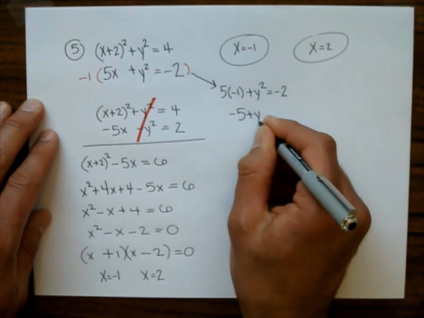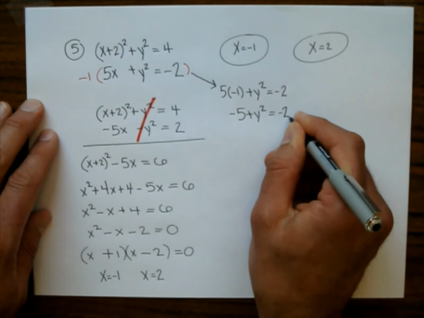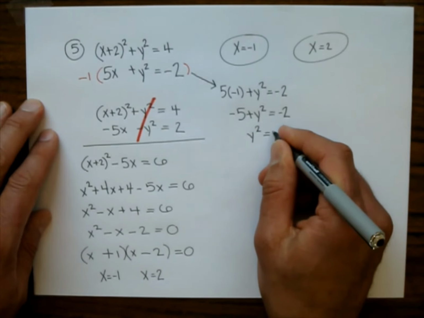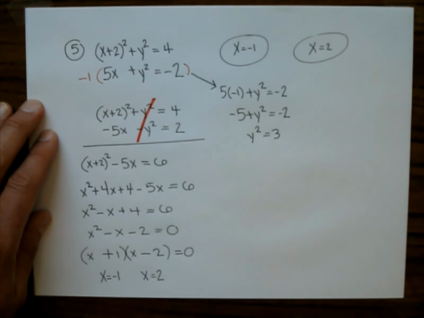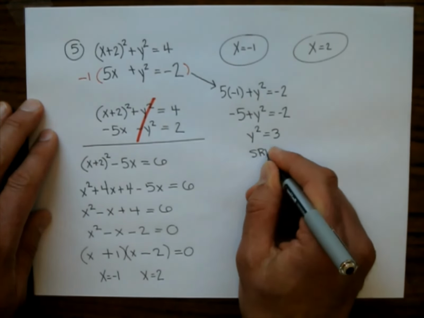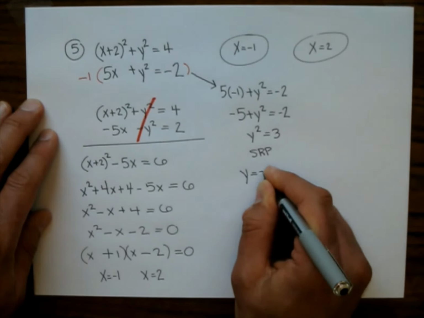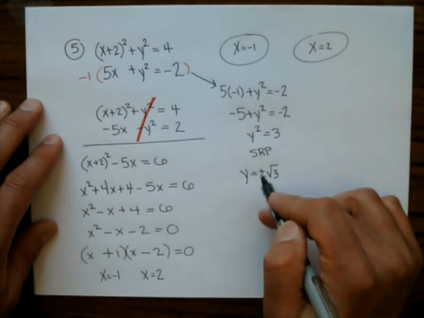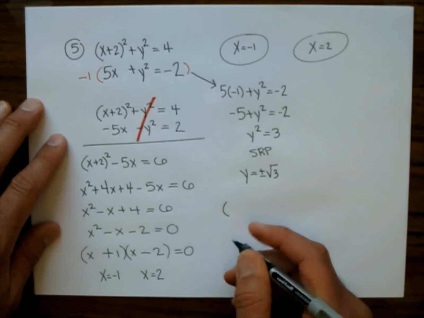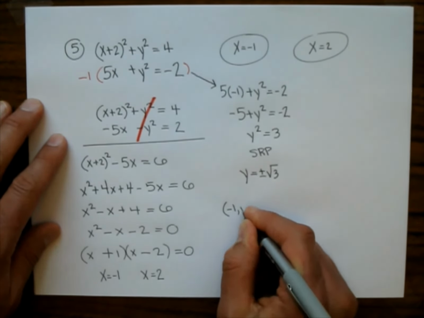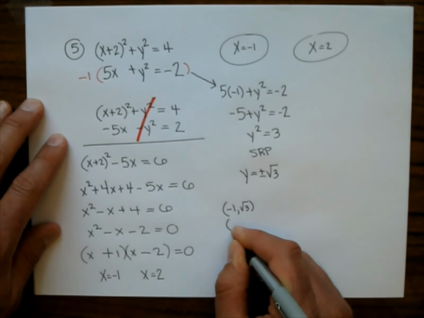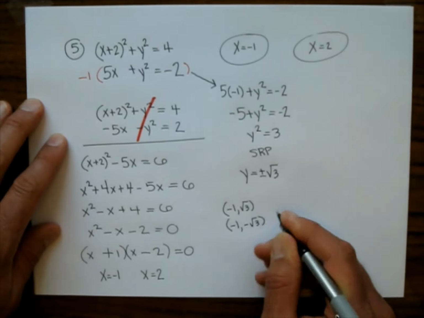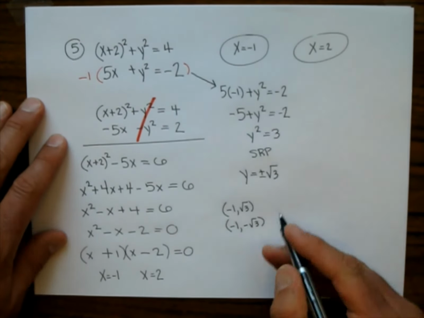-5 plus y squared equals -2. y squared equals 3 by adding 5 to both sides. The square root property says that y equals plus or minus the square root of 3. So this yields 2 points. They are -1, root 3 and -1, minus root 3, with -1 coming from the x up there.